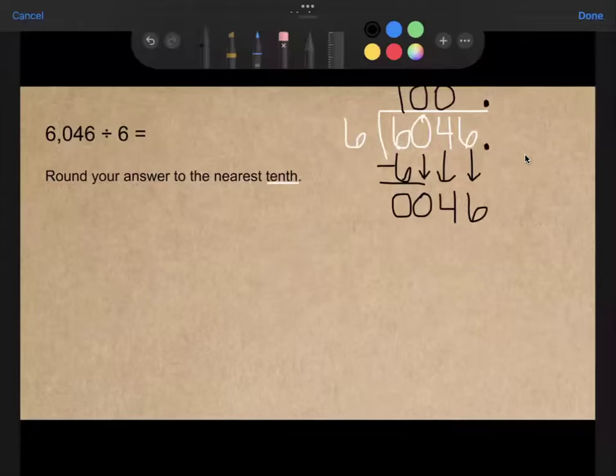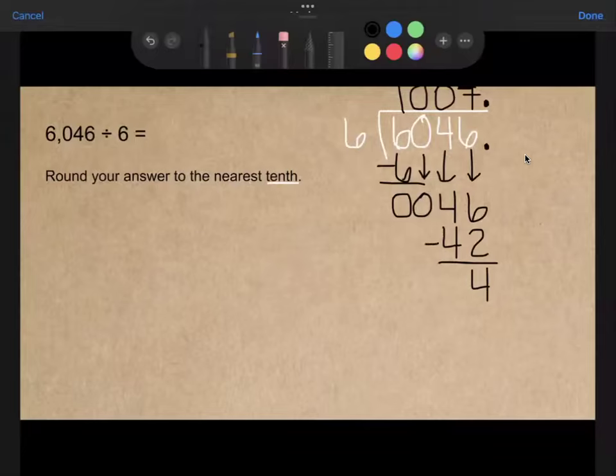Then I can bring down this 6. Now 6 does fit into 46. So we finally found a number it fits into. The question is how many times? Well, we know 6 times 8 is 48. So that's a little bit too much. So let's go with 6 times 7. And that would be 42. Okay. So when I subtract that, I get 4 left over.